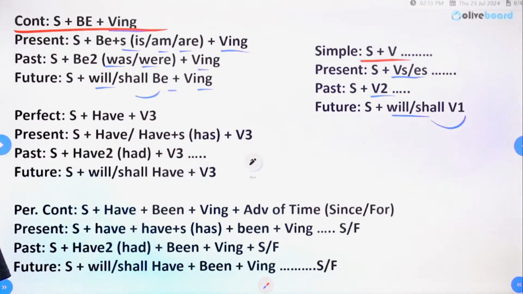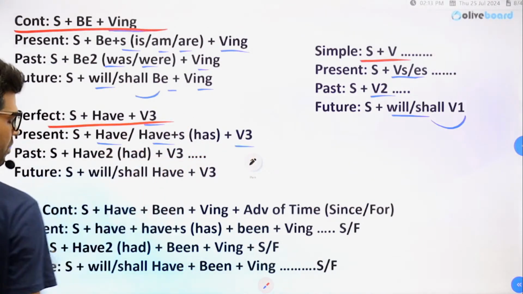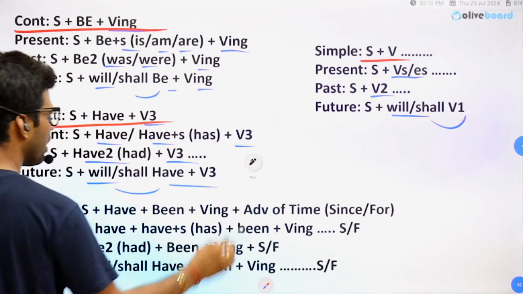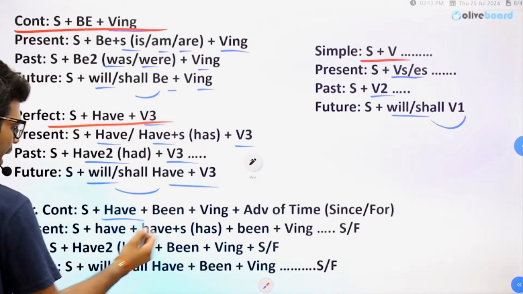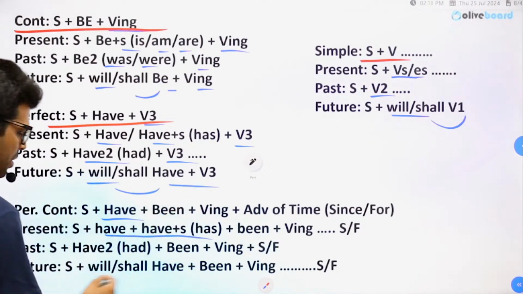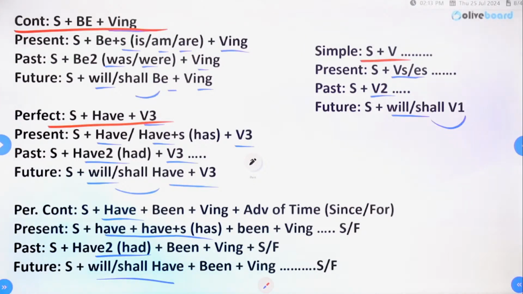Have plus third form, the raw form, the base form. In present tense it goes has plus V3, past goes had plus V3, and future with the help of a modal: will, have, and then the same V3. And same happening here, have. For present tenses, S/ES becomes has plus remaining fractions. Second form had, modals plus V1, and then the remaining fractions there.